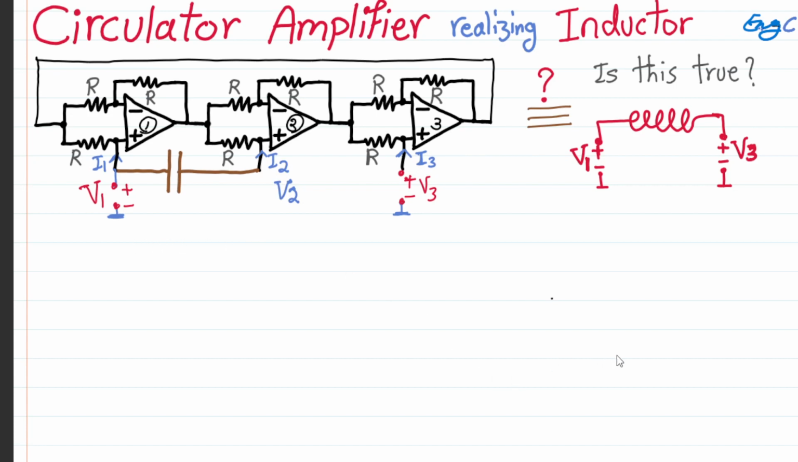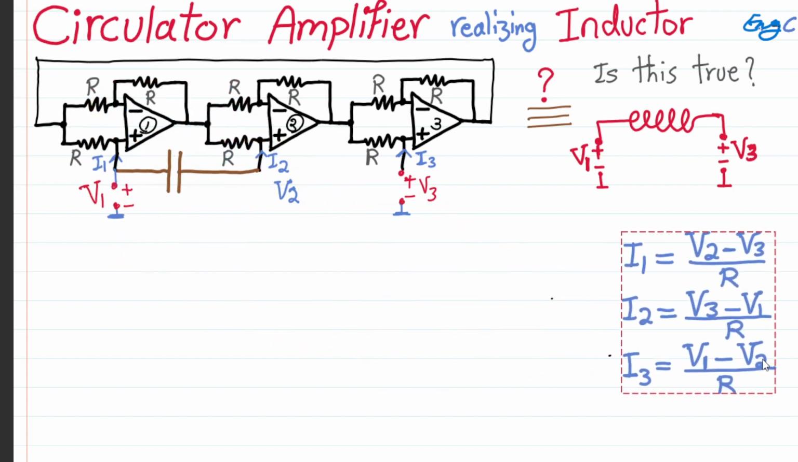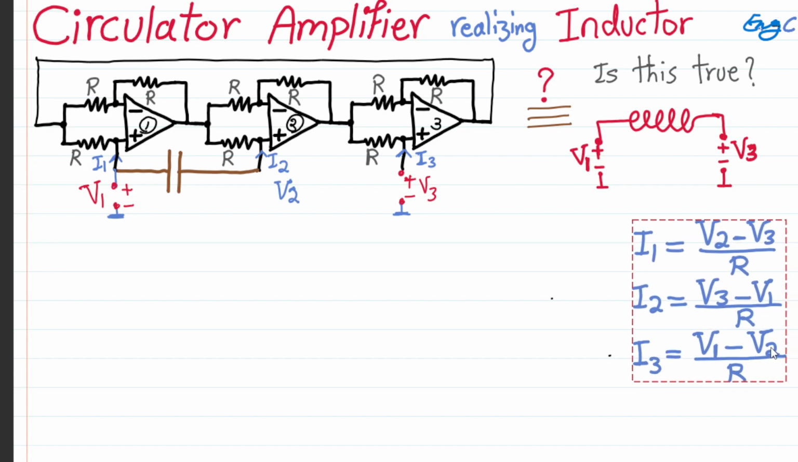One thing I'm going to rely on is the well-known relationship between the ports of the circulator amplifier that is like this. Each port current is related to the voltage difference of the two other ports, like I1 is (V2 minus V3) divided by R. R is the constant value of resistor across the circulator amplifier, which is the parameter of the circulator amplifier.